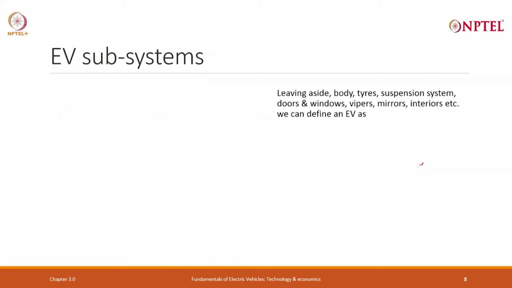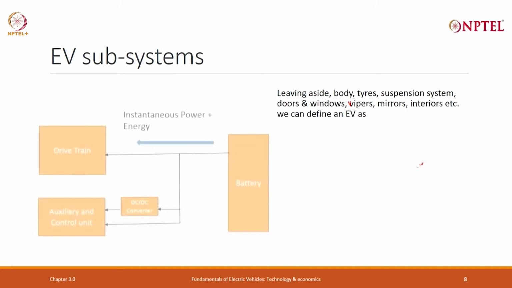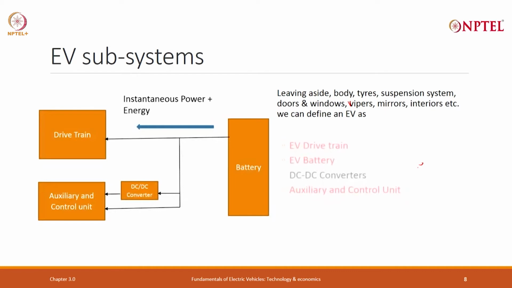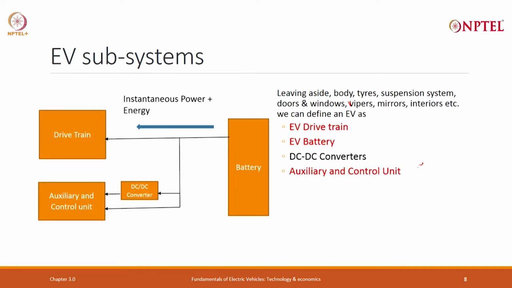Having done this introduction, let us look at the EV subsystems. Remember, right in the beginning I am leaving aside body, tire, suspension system, doors and windows, wipers, mirrors, interiors. If you leave these aside, an EV consists first of a drivetrain. Sometimes the battery is included in the drivetrain. Strictly speaking, the battery is connected to the drivetrain, it is outside the drivetrain.